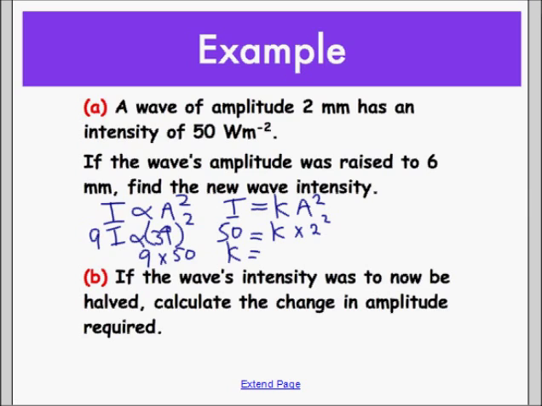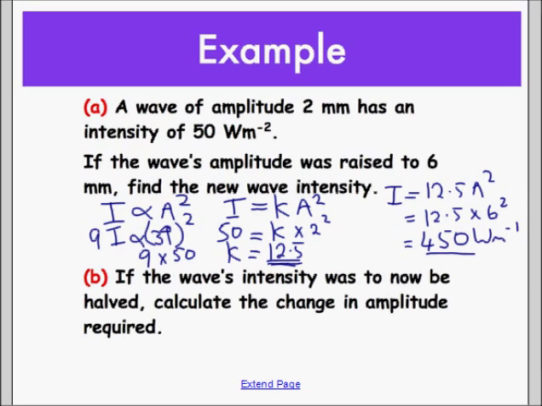Let's have a look. That equals 12.5. So that is a constant and it doesn't change. So now I've got a formula that is I equals 12.5 A squared. So if I put in the new A value times 6 squared, I should get the intensity that's the same. 450. Does that match the one over there?